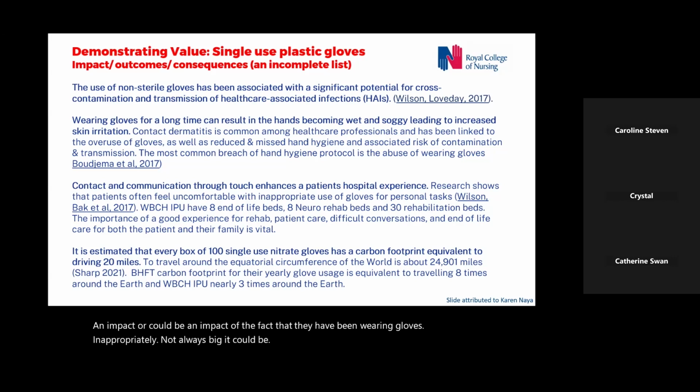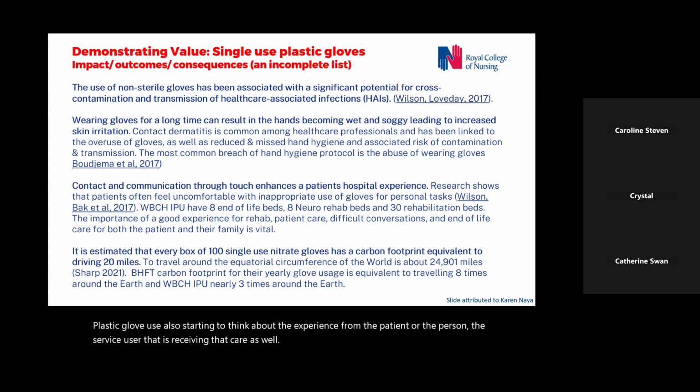And then also thinking about the contact and communication through touch emphasises a patient's hospital experience. So this was research by Wilson Back et al. in 2017, demonstrating how patients can often feel uncomfortable with inappropriate use of gloves for personal tasks. So again, thinking about that in this example, the individuals looking at reducing plastic glove use, also starting to think about the experience from the patient or the person, the service user that is receiving that care as well.